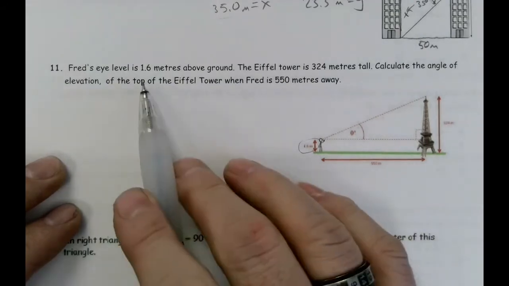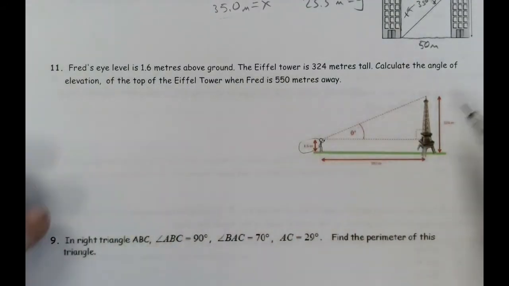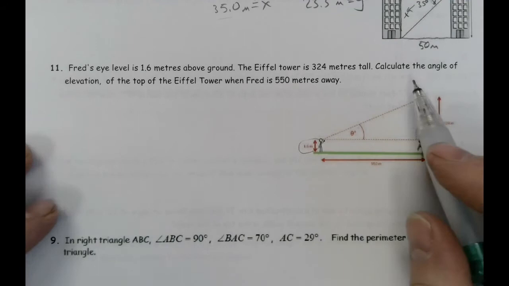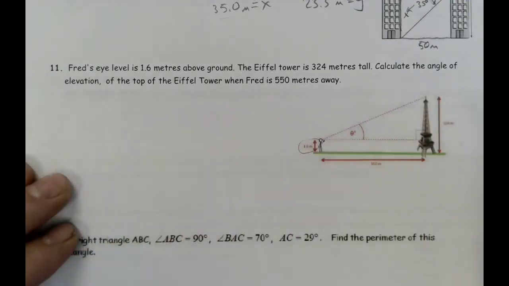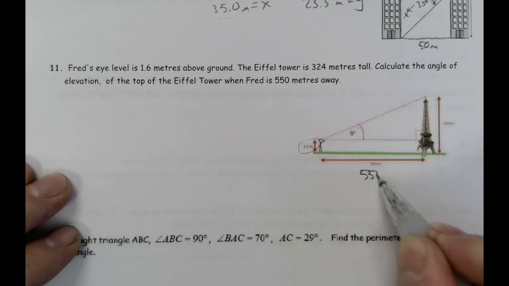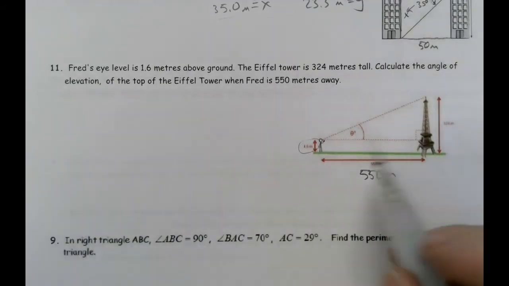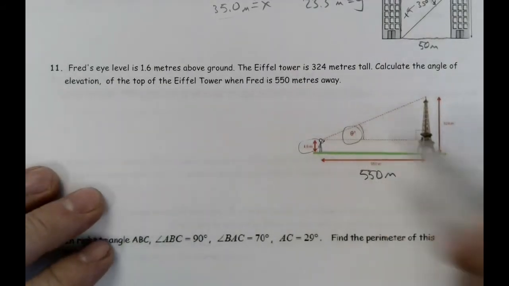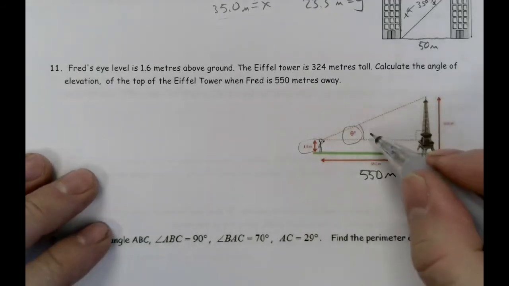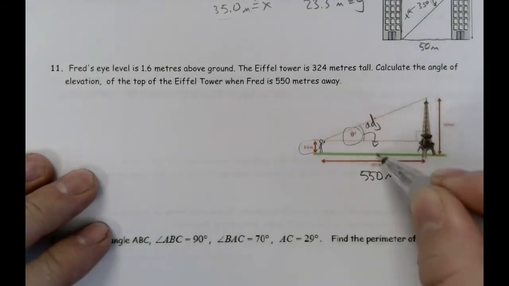Now, the Eiffel Tower is 324 meters tall. We want to calculate the angle of elevation to the top of the Eiffel Tower when Fred is 550 meters away. So he's 550 meters away. And we're looking for this angle right here. So that's going to define this to be the adjacent side. Okay, this 550.